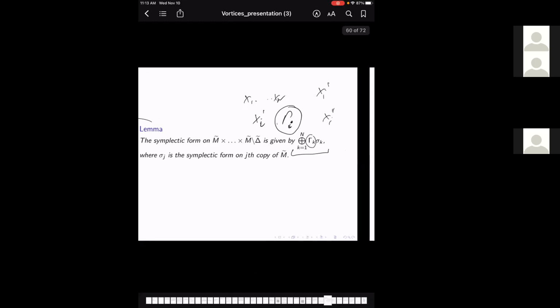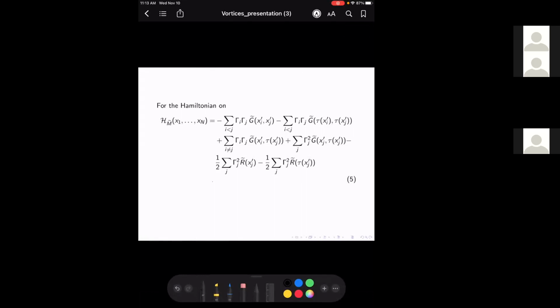Now, for the Hamiltonian, let us write the Hamiltonian on M tilde first. So we have the covering system x1, ..., xn, gamma 1, ..., gamma n, tau of x1, ..., tau of xn, minus gamma 1, ..., minus gamma n. So this is writing our standard Hamiltonian for this set of point vortices. So we have gamma_i gamma_j of xi prime, xj prime, tau of xj prime, and so on.